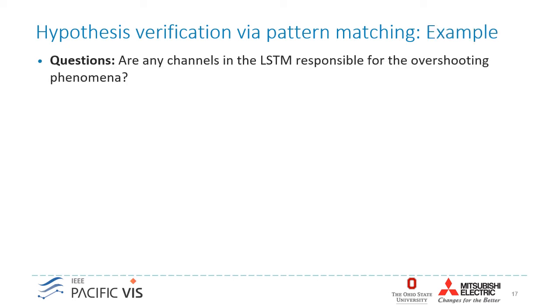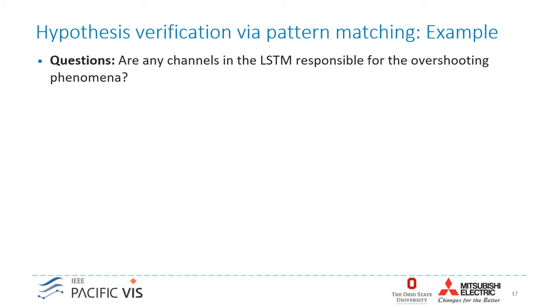With subDTW, scientists can compare the matched episodes to understand more about the neural network. For instance, they want to know whether any channel in the LSTM is responsible for the overshooting. If such a channel exists, they would like to do more on these channels.